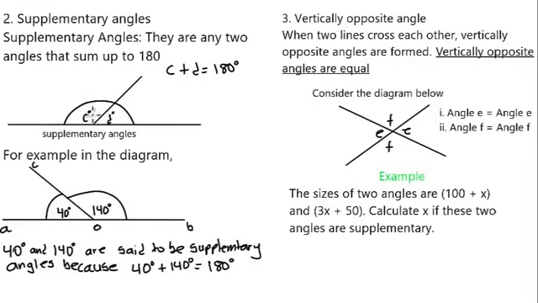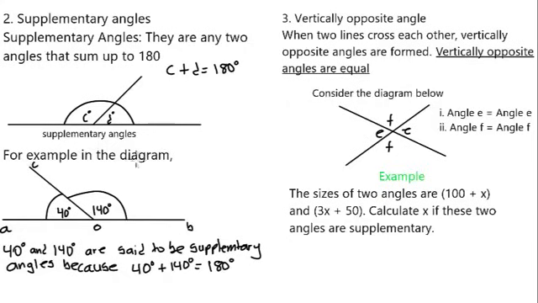And we are saying that when you add these two angles, it should give you what? 180. That is by definition. Supplementary angles are any two angles that sum up to 180. So if you consider these two angles, C plus D should be equal to 180. That is from definition.